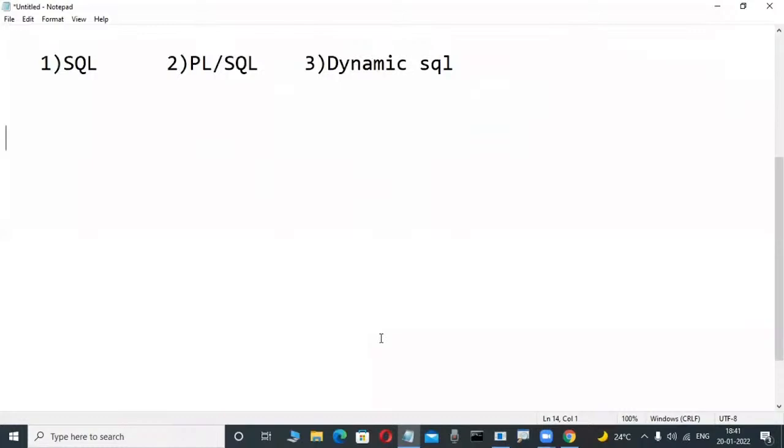From that SQL language, Oracle Corporation created their own SQL language, which is called Oracle SQL. That's why SQL is an ANSI standard language, conceptually the same in every database.